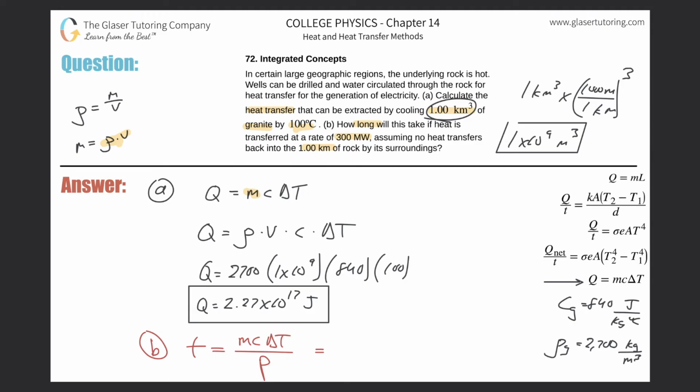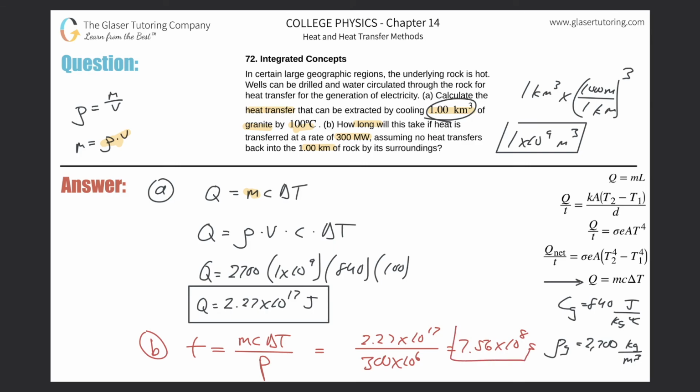So basically I'm just going to take that value, 2.27 times 10 to the 17th, and then divide it by the power. But remember, this is in megawatts. We need it in just watts. So this is 300 times 10 to the 6th, and that would be in terms of watts now. So let's just simply do that. This is then going to be divided by 300 times 10 to the 6th. And that's about 7.56 times 10 raised to the 8, and that is in terms of seconds.